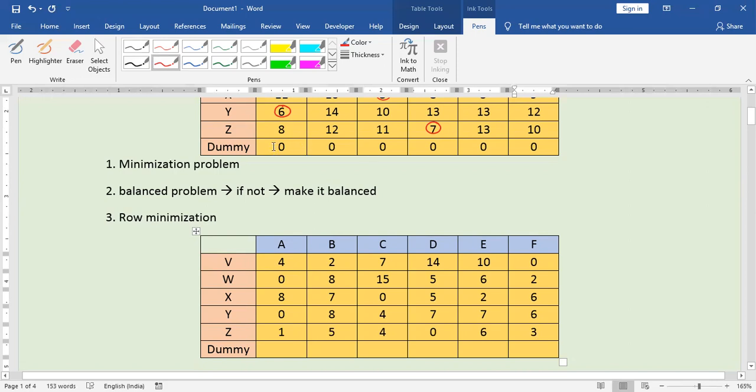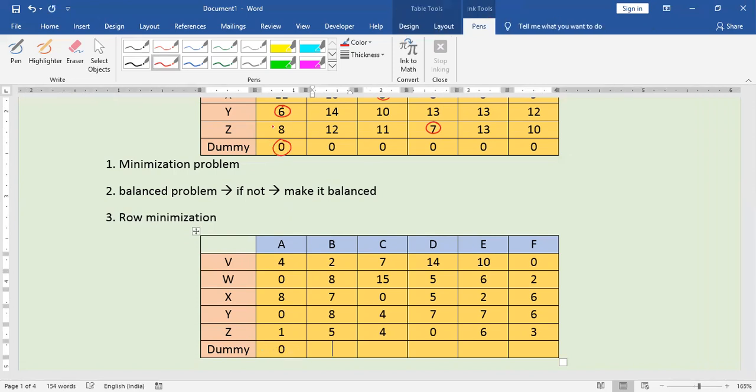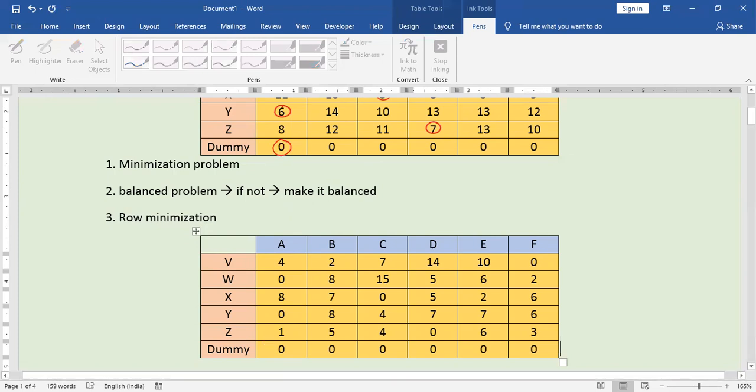In the last row, the minimum value is what? In the last row, the minimum value is 0. And 0 minus 0, that is what? 0. That means the last row will be 0 only. So 0, 0, 0, 0, 0, and 0, right? So this is row minimization.